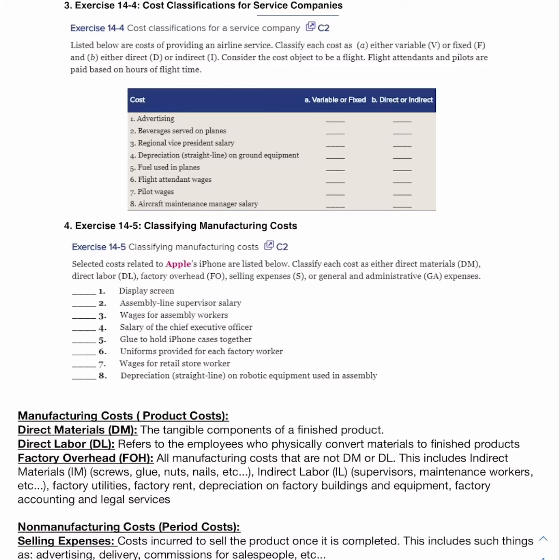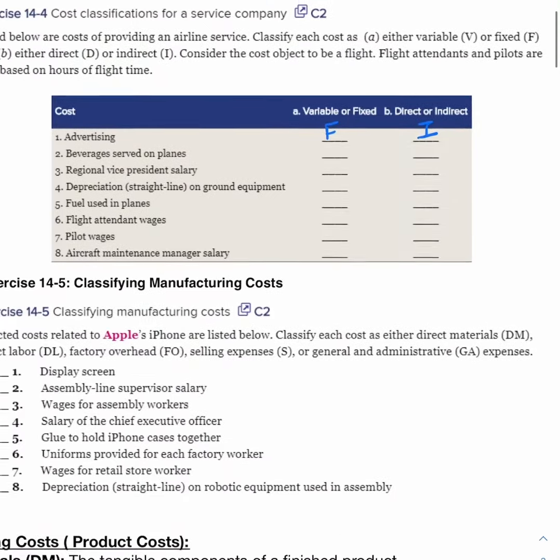That is true, but that does not make this a variable cost, because what we mean by variable, once again, is that the changes in activity level will drive the change in cost. That is not the case. Us simply producing more items is not going to drive up advertising. So instead, this advertising cost is fixed and is an indirect cost.